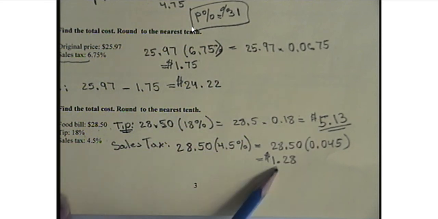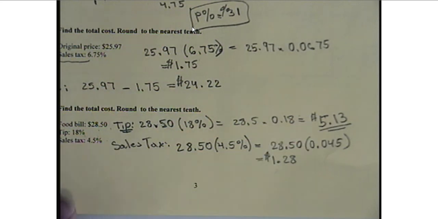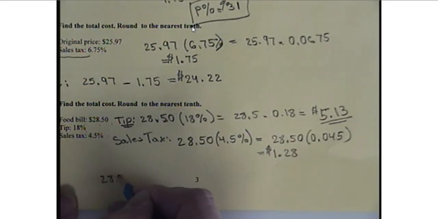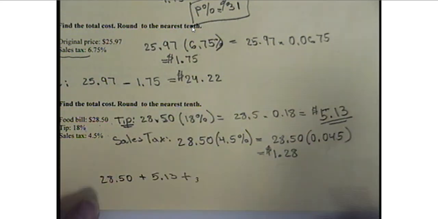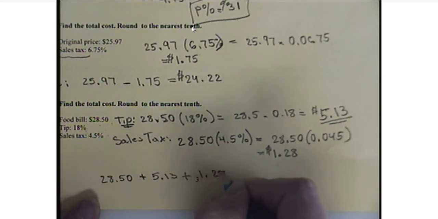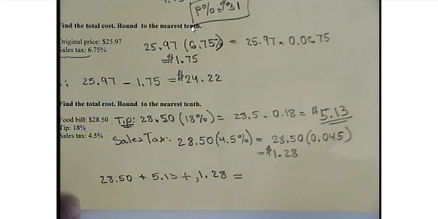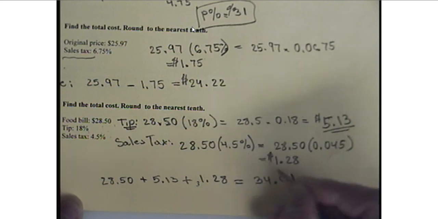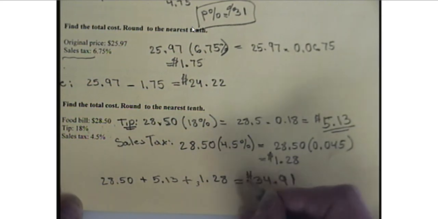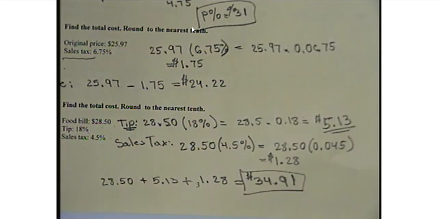So what we need to do, we gotta add all those three amounts, 28.50 plus $5.13 plus $1.28, and when you add all those, this will give you $34.91. This will be the amount that you have to have in your pocket, $35, in order to join this lunch or dinner at the restaurant.